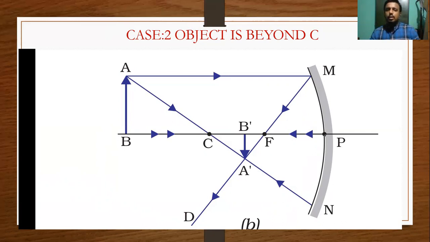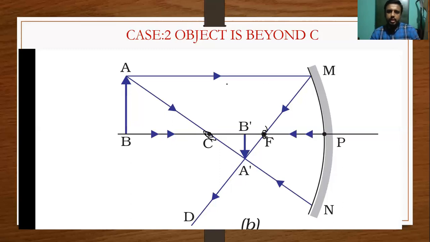When the ray of light is passing normal to the mirror, it is not parallel to the principal axis, so it gets reflected back in the same direction. Another ray passing from A strikes the point M, and as it is parallel to the principal axis, it passes through the point F, the principal focus. Another ray is passing through the center of curvature C and striking the point N, and it retraces its path.